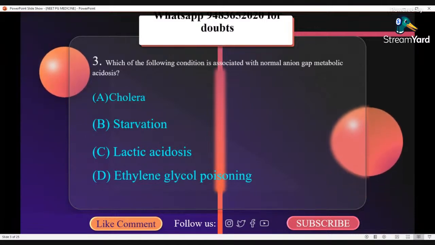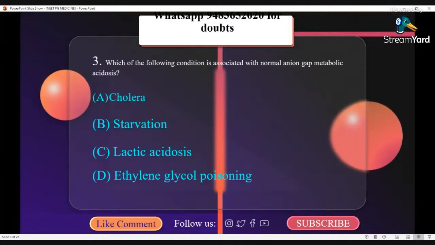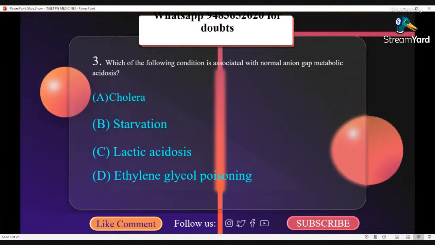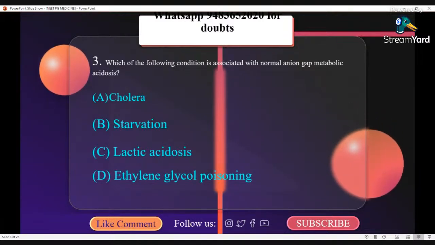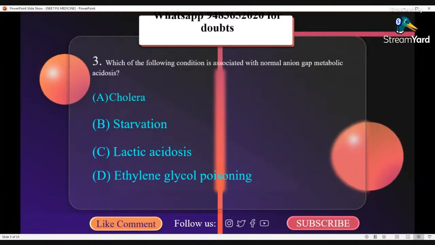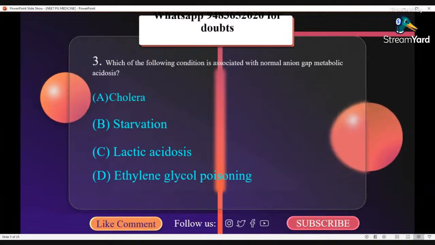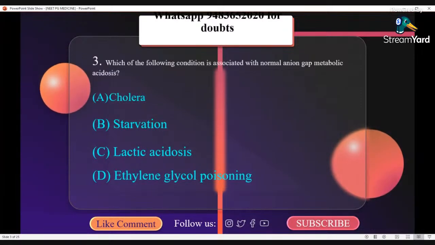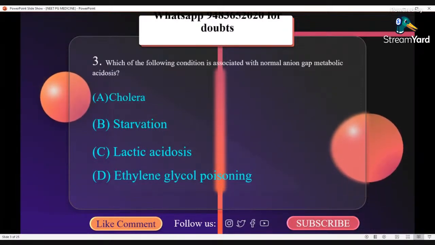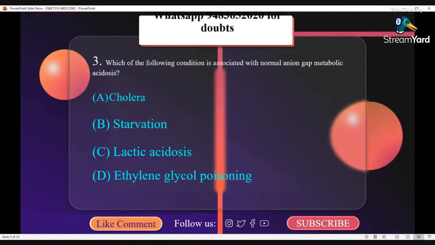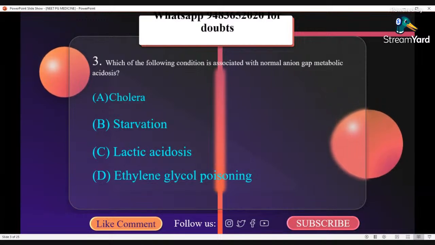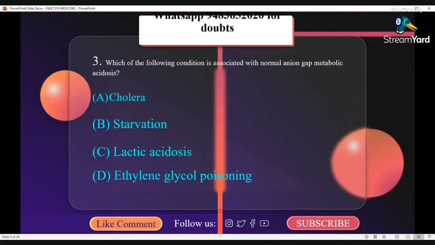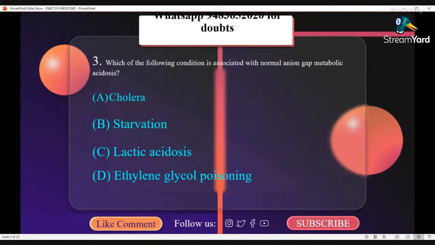It most commonly results from abnormal gastrointestinal or renal losses of bicarbonate. There is loss of bicarbonate and increase in chloride concentration, hence it is known as hyperchloremic acidosis. Diarrhea is the most common cause of hyperchloremic metabolic acidosis.